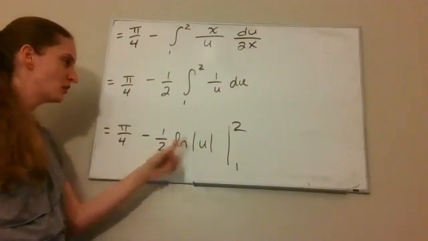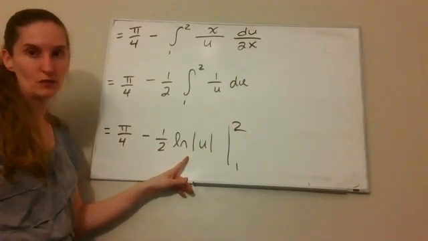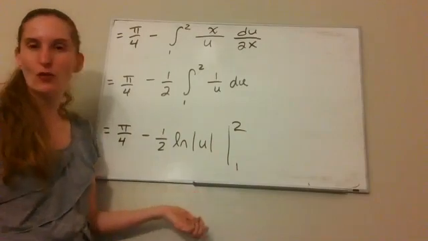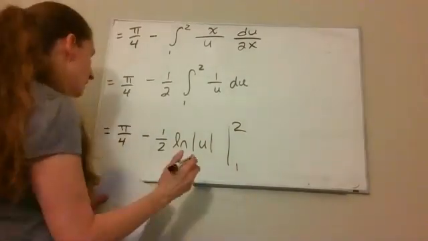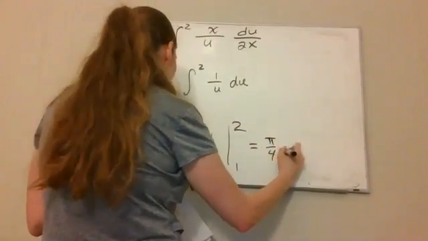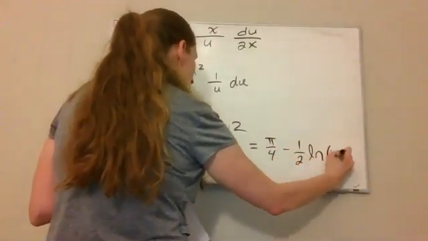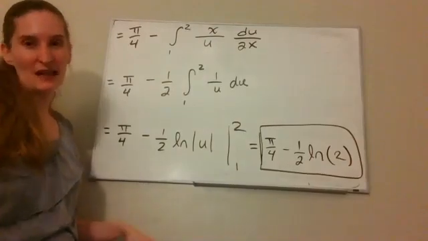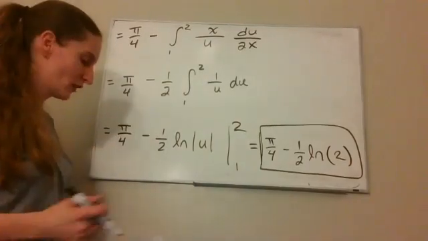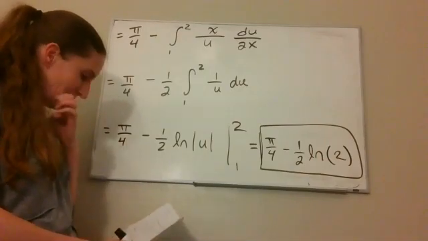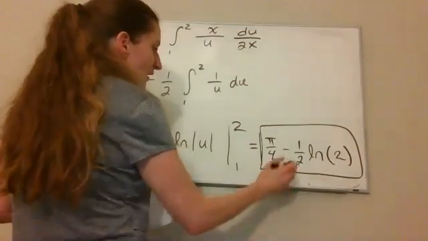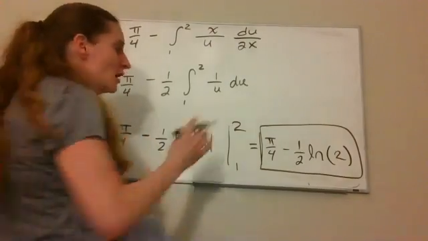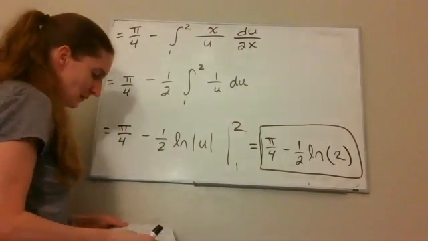Now when I plug in the 2, I'm going to get a minus 1/2 natural log of 2. When I plug in the 1, I would have a 1/2 natural log of 1, but the natural log of 1 is 0, so I don't need that part. So we just get pi over 4 minus 1/2 natural log of 2. I dropped my absolute values at the end because the absolute value of 2 is still 2, so this is perfectly acceptable right there. And you could write the answer in different ways if you wanted to. Like you could move this 1/2 up as an exponent to make it a natural log of the square root of 2 if you wanted. But I personally would leave my answer right there.